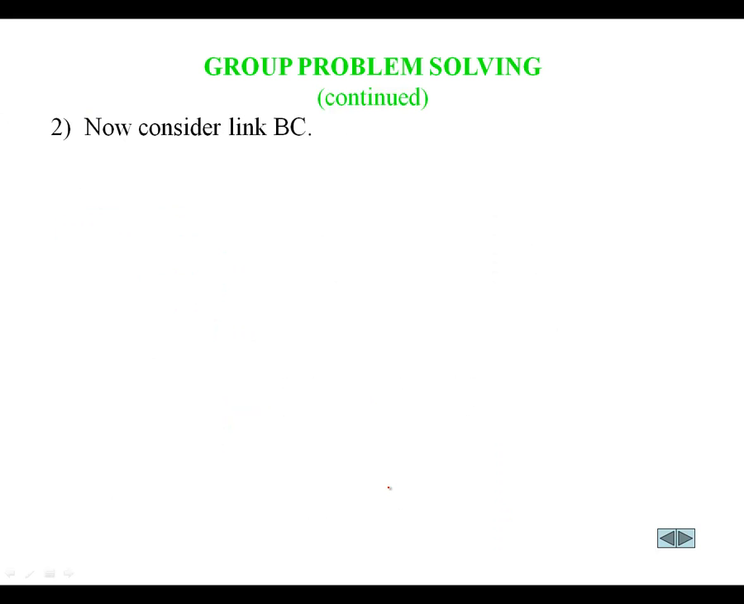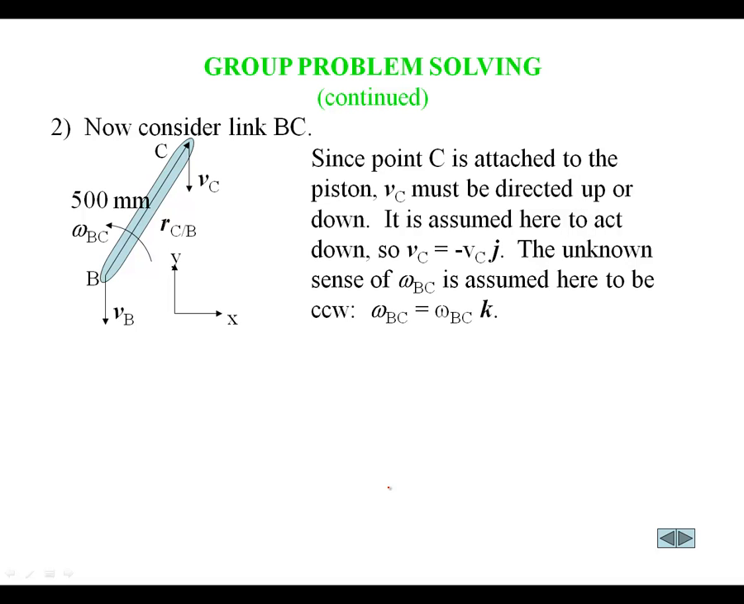Now let's consider this link BC, this connecting rod. Well, we know that the velocity of point B is moving straight down. But let's take a look at what if this were fixed. What if B were fixed? Could we find the velocity of point C if B were fixed?